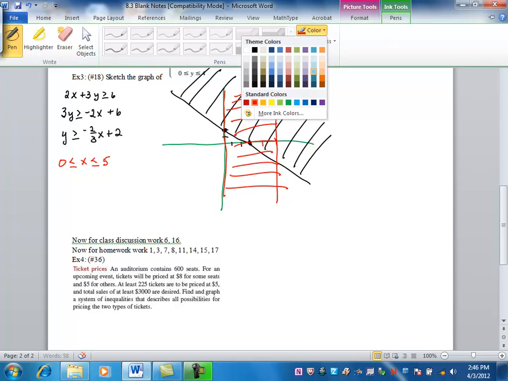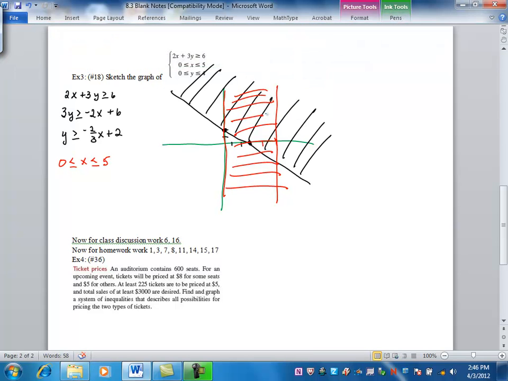And then let's go get blue. 0 less than or equal to y less than or equal to 4. And so we know these are horizontal equations, and it is less than or equal to, so we can go with solid lines. Alright, and so anything between the blue lines is a solution to that third compound inequality.